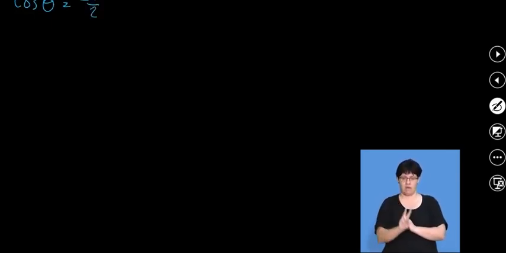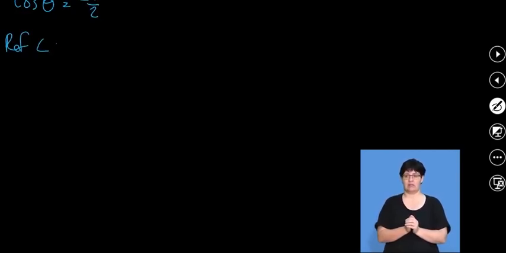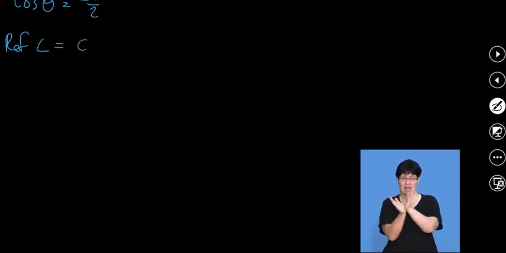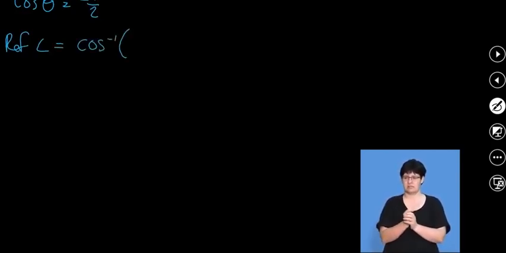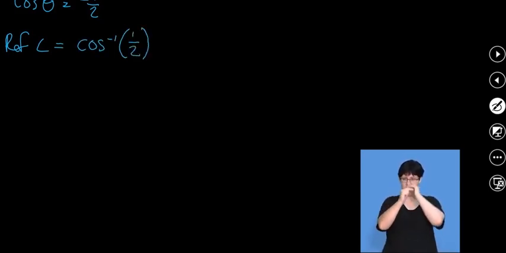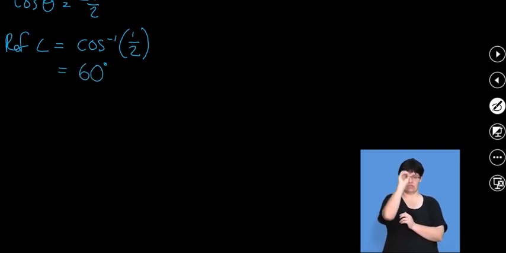So I know that cos of theta is equal to -1/2. So I'm going to get my reference angle first. My reference angle is the inverse cos of 1/2. For your reference angle, you're always going to use a positive number over here. And that, well, hopefully you know, it's a special angle, is equal to 60 degrees.